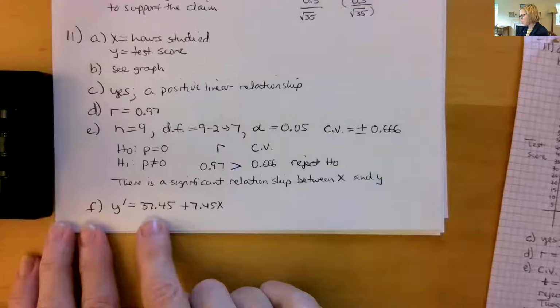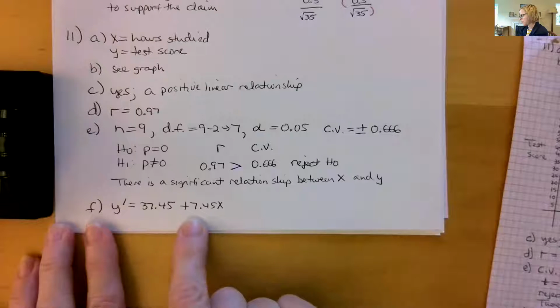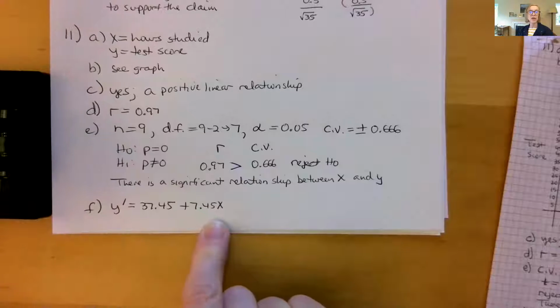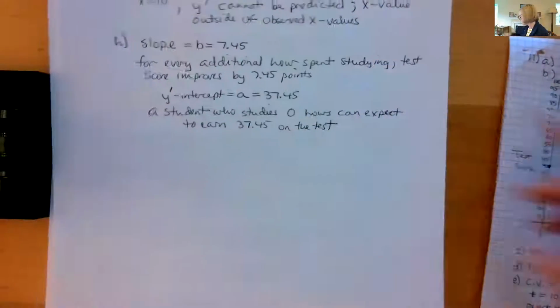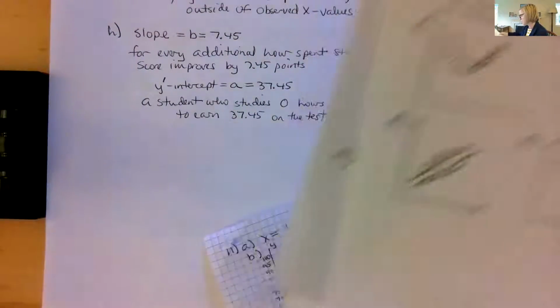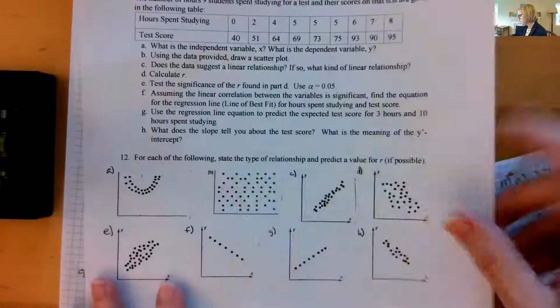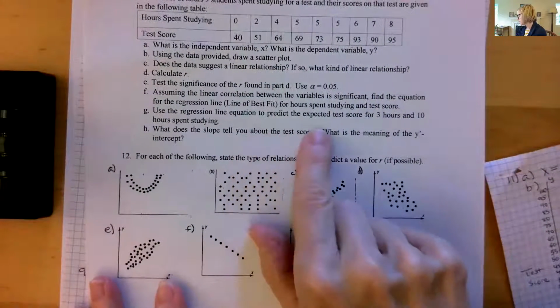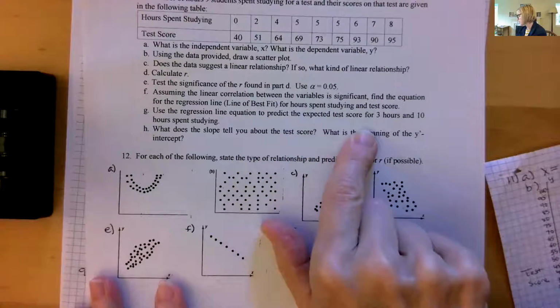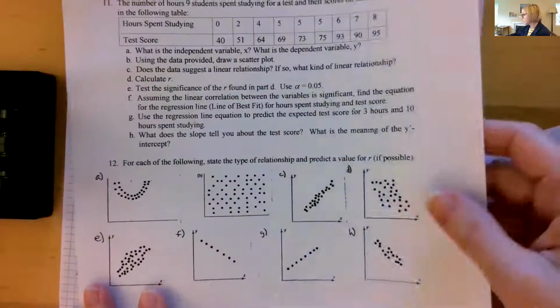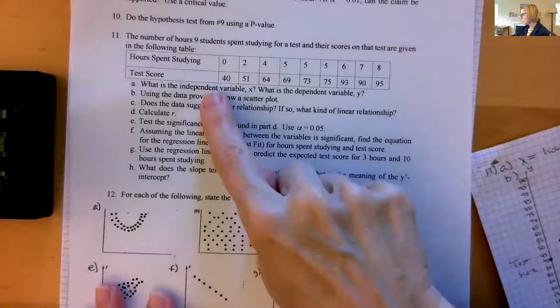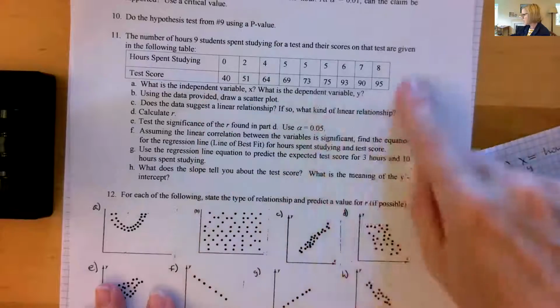The predicted value of Y is 37.45 plus 7.45x, again coming from that line of best fit tool that I gave you to use. And so now we're going to use that information to answer questions 11G and 11H. So 11G says, use the regression line equation to predict the expected test score for 3 hours studying and 10 hours studying.